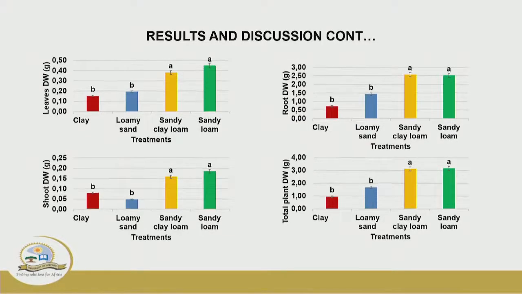And despite our biomass being high in sandy loam, the root biomass was high in sandy clay loam. And this could be attributed to the fact that some minor nutrients available in sandy clay loam were higher compared to those found in sandy loam. This includes zinc and calcium, where calcium acts as a source for promoting secondary growth in the roots, whereby root thickness is increased.